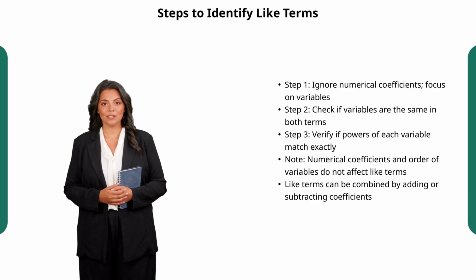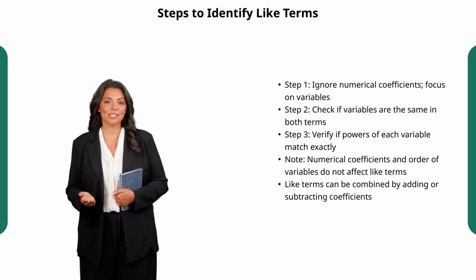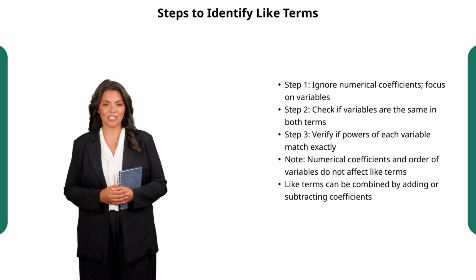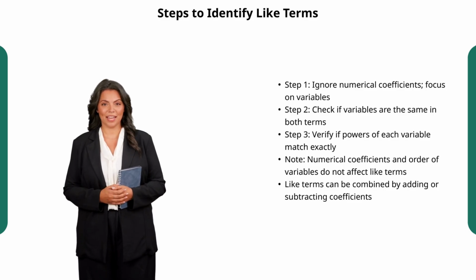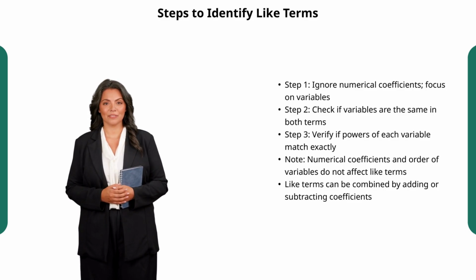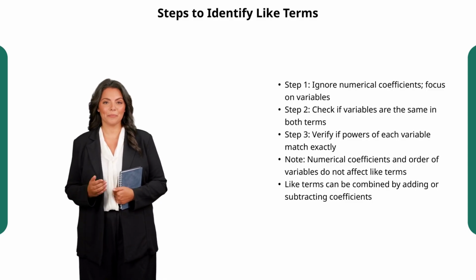Second, check whether the variables themselves are the same. If the variables differ, such as x and y, then the terms are unlike. Third, check if the powers of each variable are the same. For example, x squared and x cubed are different due to powers.